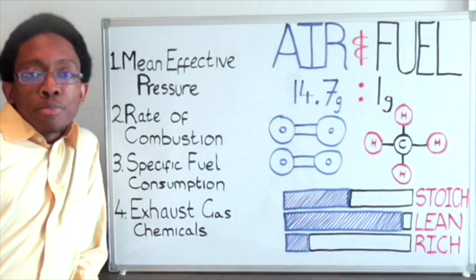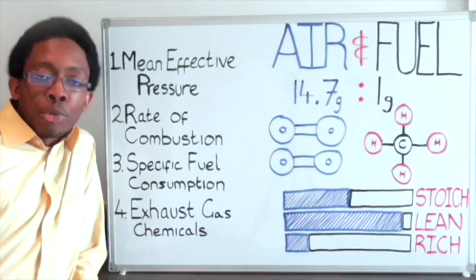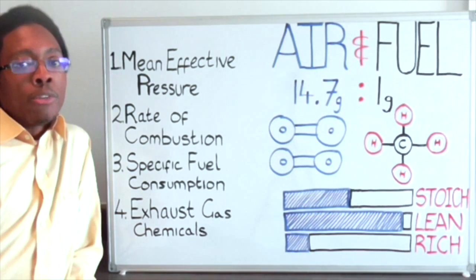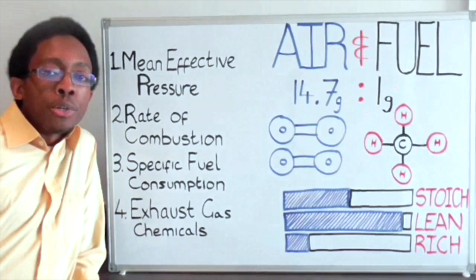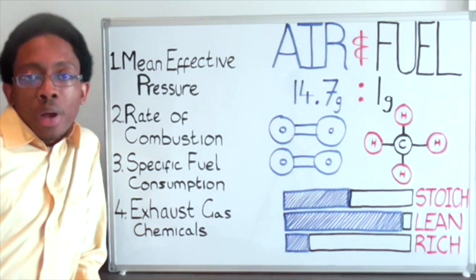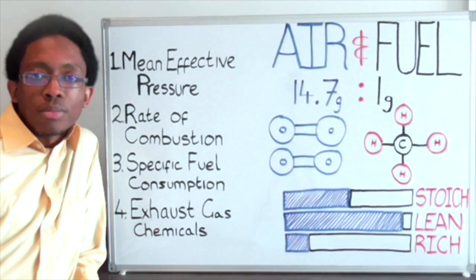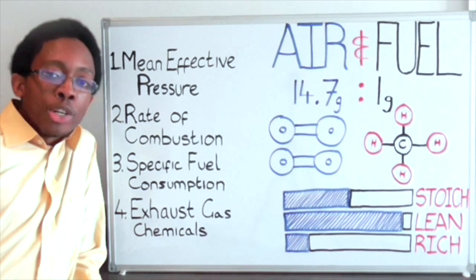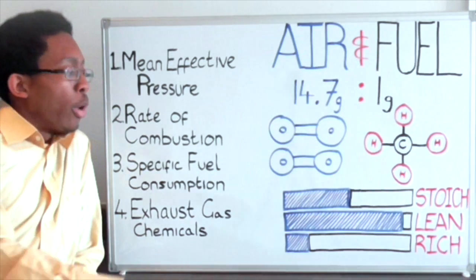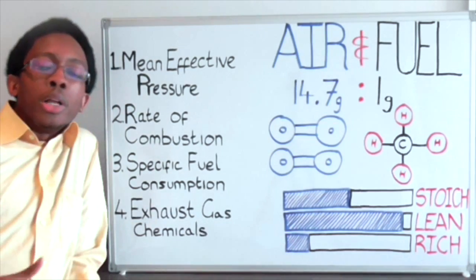The mean effective pressure is the average pressure within the cylinder as the engine goes through its 4-stroke cycle. Not only is the mean effective pressure affected by the air-fuel ratio, but it is also affected by the compression ratio as well as the engine's operating temperatures. The mean effective pressure actually increases up to a certain point when we use a rich mixture as opposed to a lean mixture.